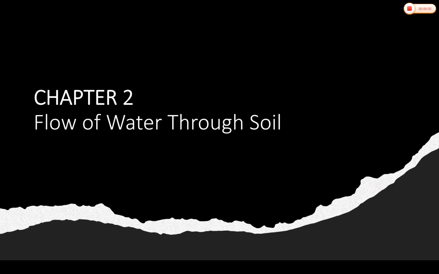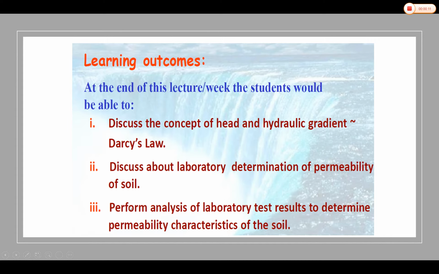Okay, so this is chapter 2, flow of water through soil. The learning outcome of this chapter 2 is to discuss the concept of head and hydraulic gradient according to Darcy's law, and discuss laboratory determinations of permeability of soil, and also perform analysis of laboratory tests to determine the permeability characteristic of the soil.